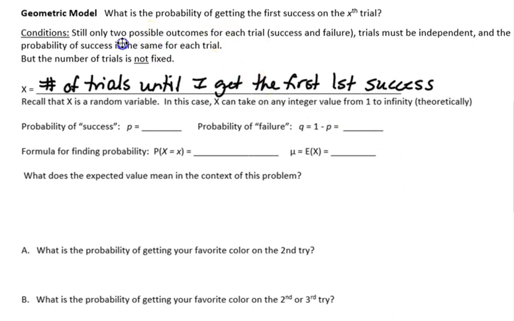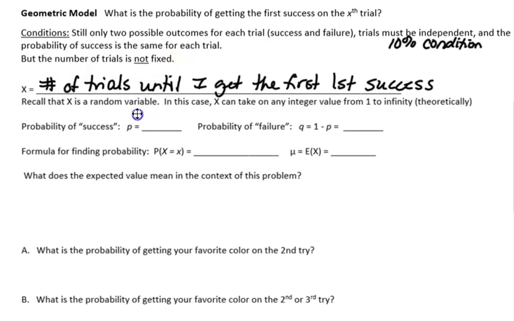If we look at the conditions, there's still only 2 possible outcomes, success and failure, red or not red. Trials must be independent. We invoked the 10% condition for this to say that they could be considered independent. And the probability of success is the same for each trial. That is true. We have a 0.2 chance of getting a red on any one draw, but the difference is the number of trials is not fixed. So we don't have a fixed number of trials. That's what makes this one different from the binomial.